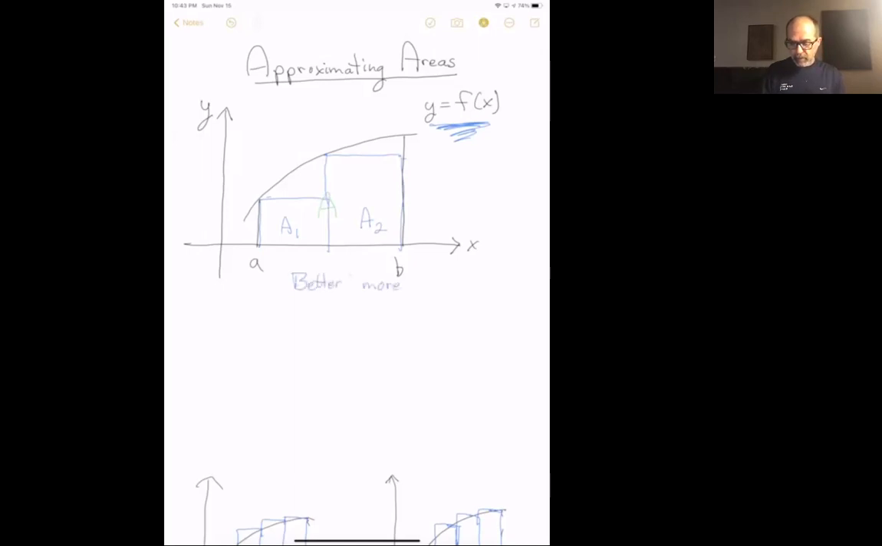More rectangles, because the rectangles will fit better underneath that curve. So if I do that, let me choose a different color, let me choose red. You can see when I draw in 4 red rectangles, it's going to be a better approximation than what I did. Now, the sum of this type of approximation, when it's added up, is called a Riemann sum.